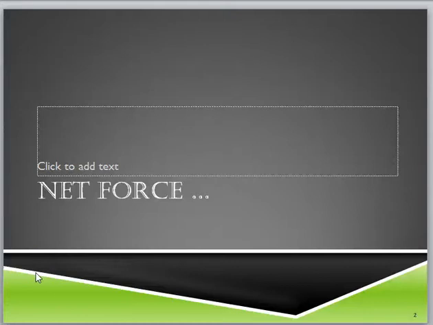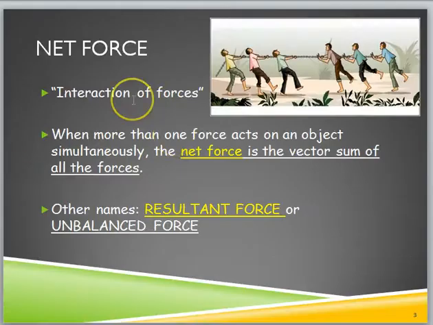Okay, for the intro to forces, this is now the next part. We talk about net force. So what is net force? It's the interaction of forces. When you have more than one force acting on an object at the same time, simultaneously means at the same time.